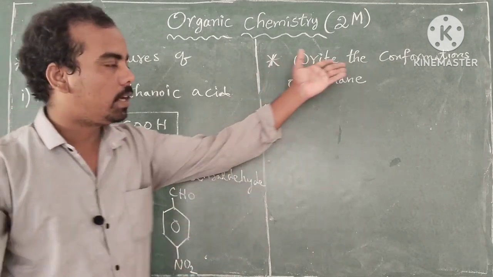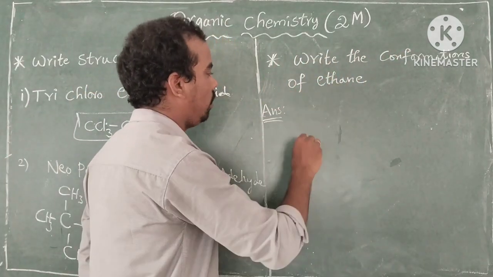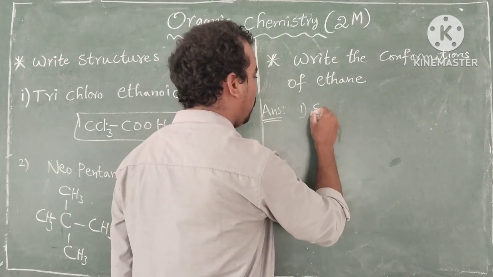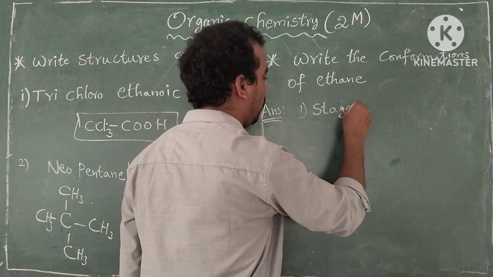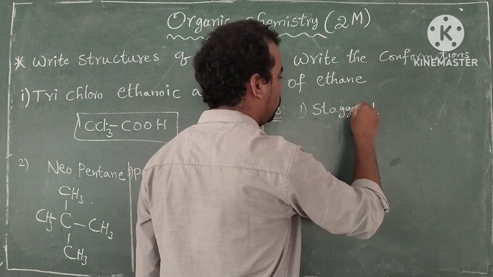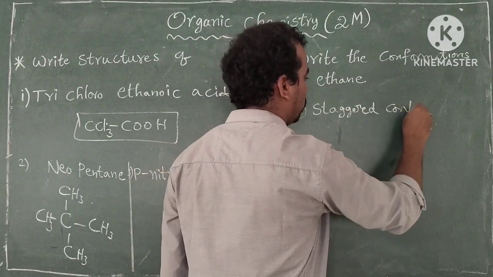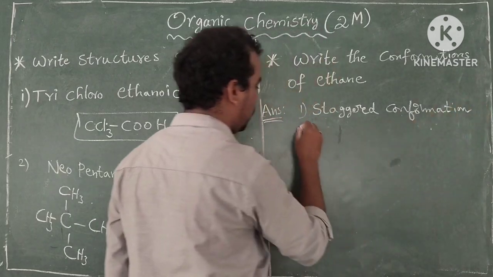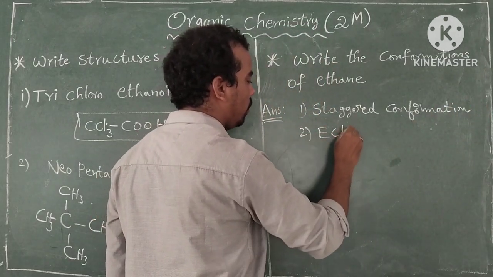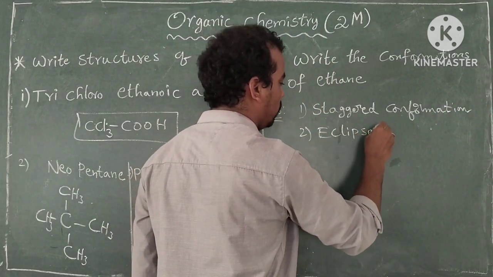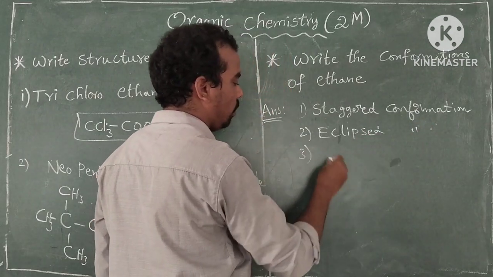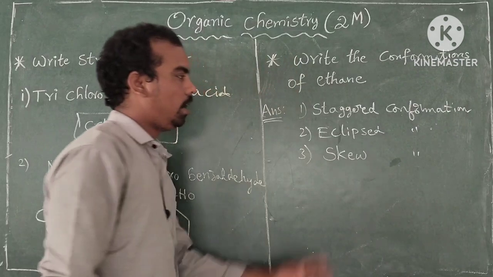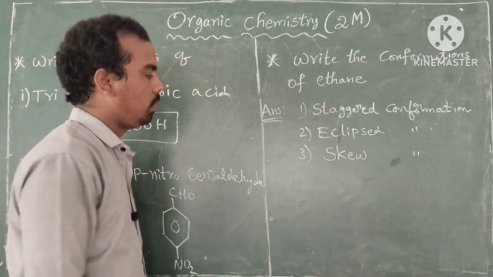So next, write the conformations of ethane. Very important, easy. The conformations of ethane are three: staggered conformation, eclipsed conformation, and skew conformation.